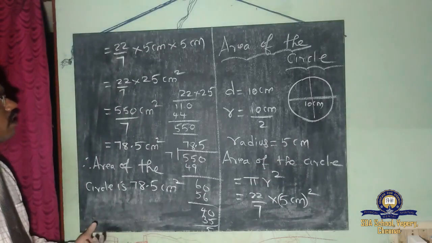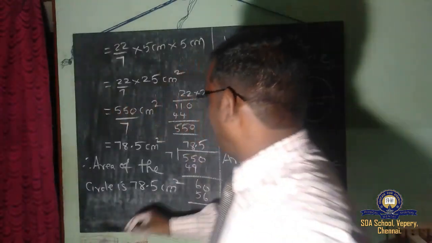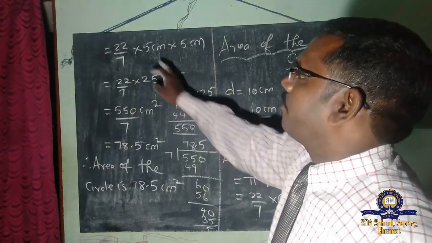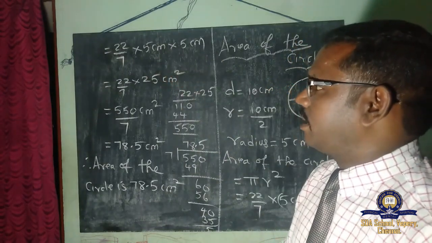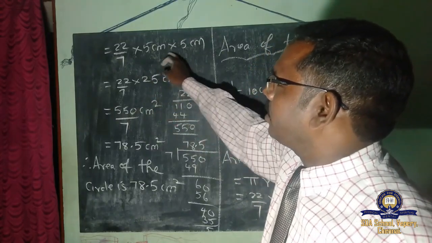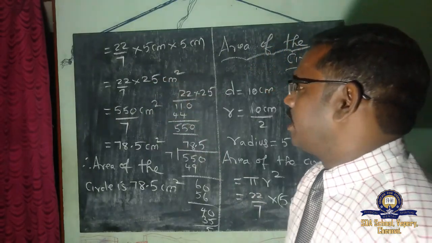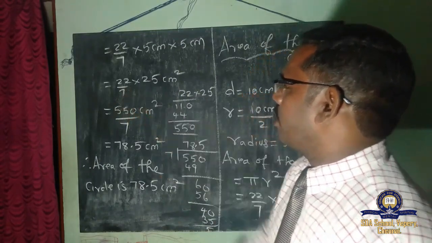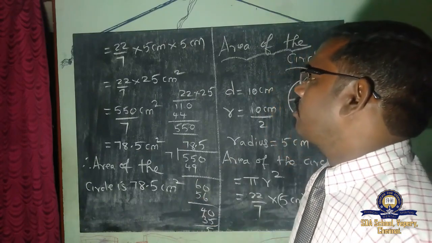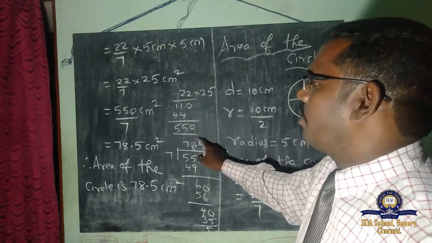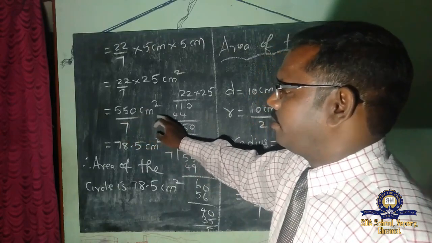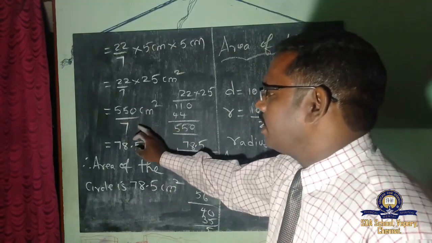Then we will come to this side. Here 22 by 7 is as it is. Then this 5 centimeter whole square I can write as 5 centimeter into 5 centimeter twice, isn't it? Then I am going to multiply: 5 5s are 25, and centimeter into centimeter, centimeter the whole square. The next thing, 22 into 25. What is 22 into 25? Try to do it and see in the rough note. 22 into 25 gives 550. So our answer is 550 centimeter the whole square divided by 7.